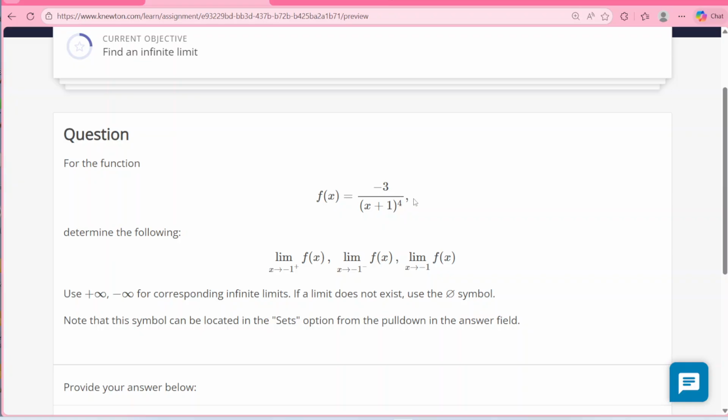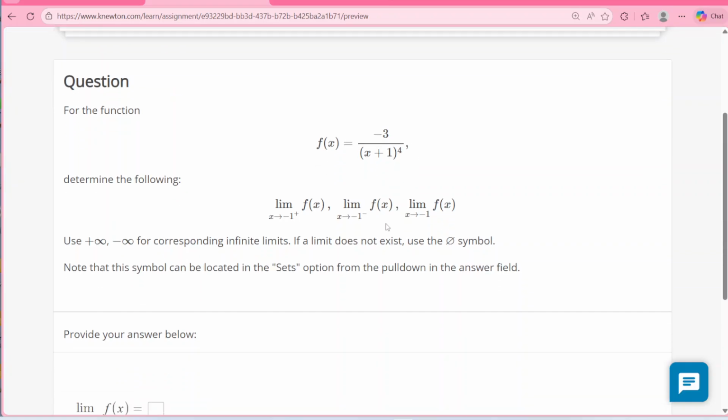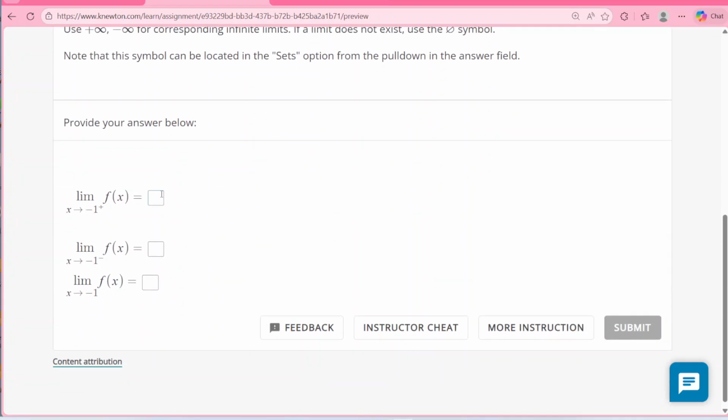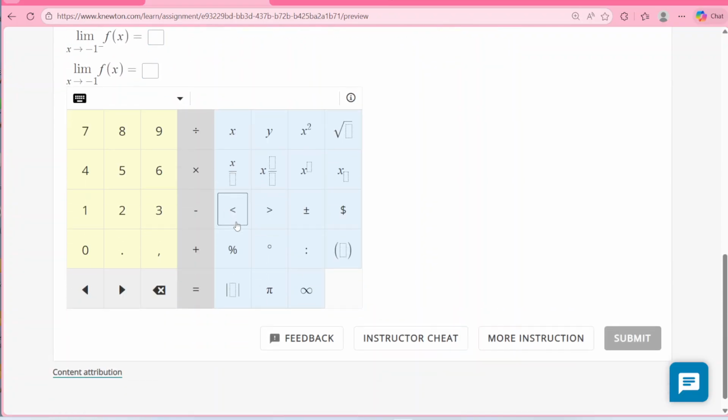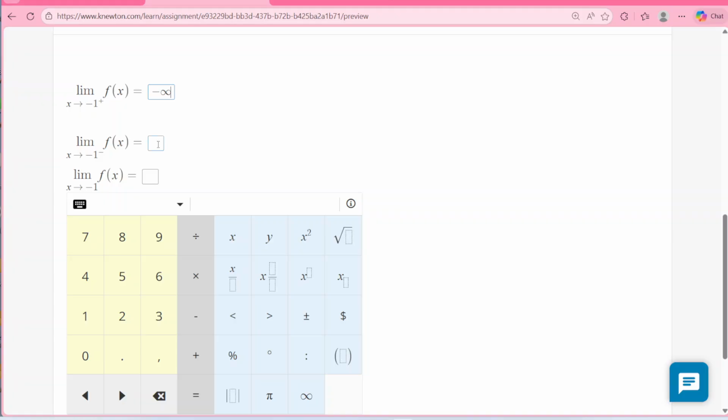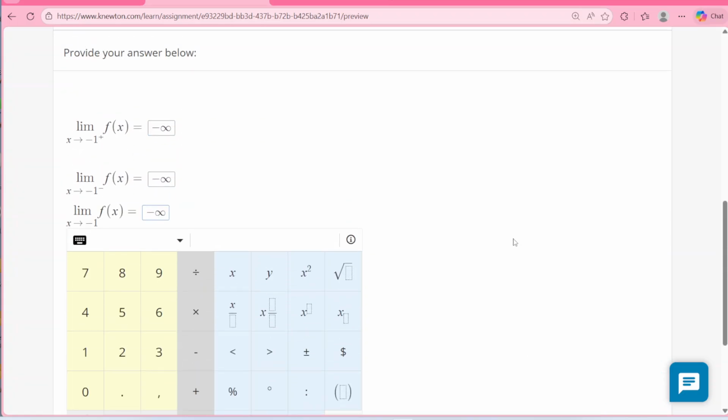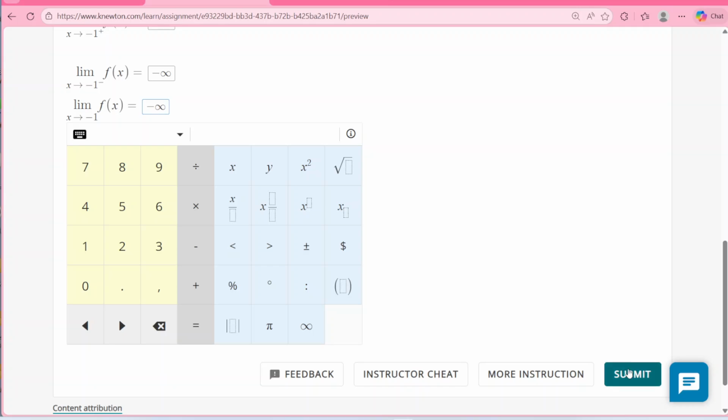So negative times positive will be negative. So you got negative infinity. Either side of -1 is going to negative infinity. And you can make a graph to verify it, right? That you're going to negative infinity on either side of -1. And since those are both the same infinity, we're going to say the same thing for the two-sided limit. And they don't ask for the vertical asymptote here, so all they want is the limits.